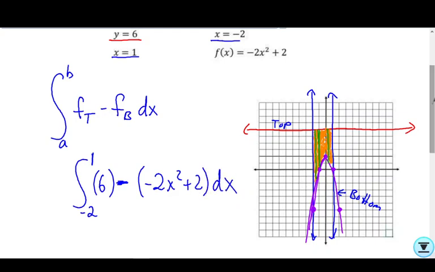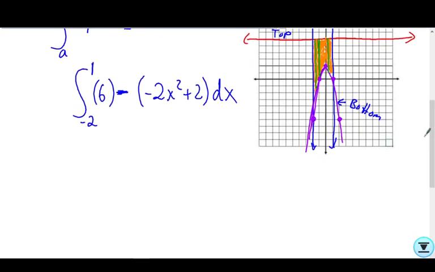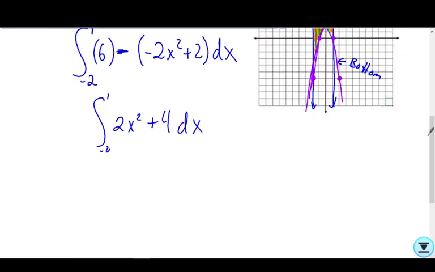Now that we have the setup, it's basically just a definite integral problem at this point. So let's simplify. When we distribute our negative in, from -2 to 1, we get 2x squared, and 6 minus 2 is +4, dx. Now we take the antiderivative: add 1 to the power and divide by the power. So we get 2/3 x cubed plus 4x, and we evaluate it from -2 to 1.